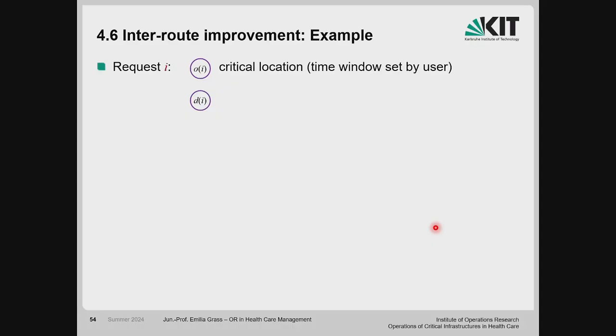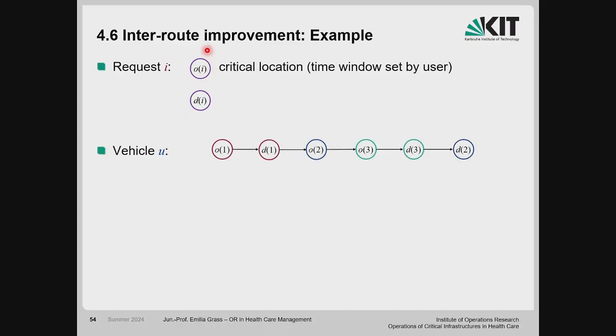Okay, one example: we have a new request. We know that the critical location is the pickup location here. Now we would like to find neighbors. The neighbor of this request I is either the pickup location of patient 3, or request 3, or the delivery location of request 2.